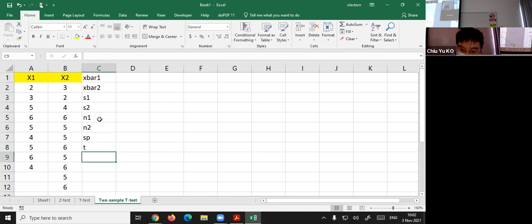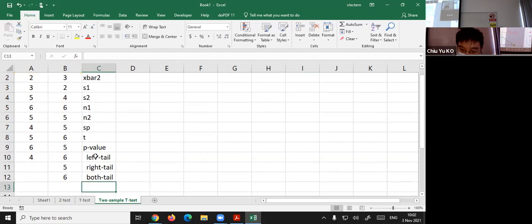Then we have a P value, left tail, then right tail, and then both tail.